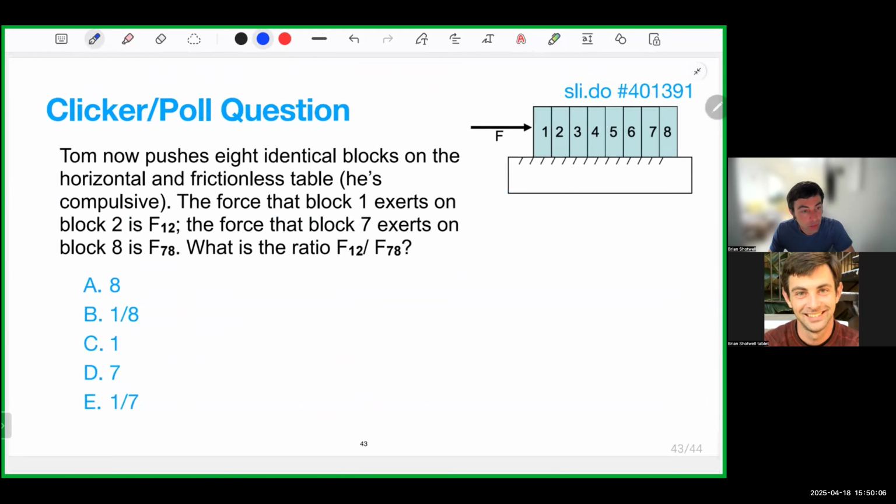Okay, so there are 8 books arranged like this, and Tom is pushing on all 8 books. So Tom is pushing on book 1, but these can be considered all one object as well. So it's up to you whether you want to group all these together and just pretend they're all glued together, or if you want to consider one separate from, say, these seven, or you want to consider these seven separate from eight. You can arrange these in a whole bunch of different ways. And what we're asked about is, well, we want to compare the contact force between 1, 2 and 7, 8.